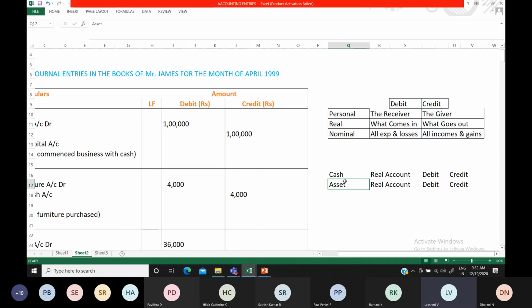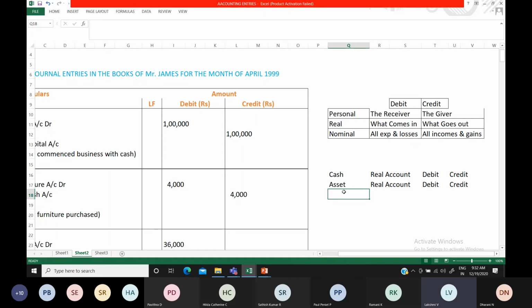So this asset terminology I have given is inclusive of all your plant and machinery, furniture, land and building, and any other kinds of assets that I am purchasing for my business. If it is coming in, I will be debiting. If it is going out, I will be crediting. So you have to keep that in mind.